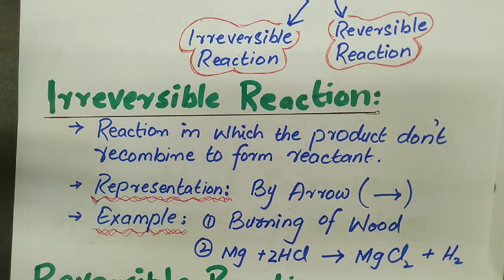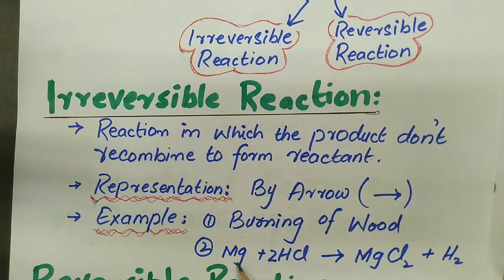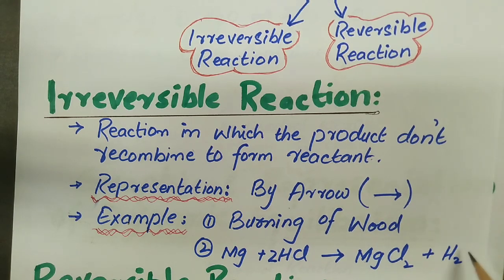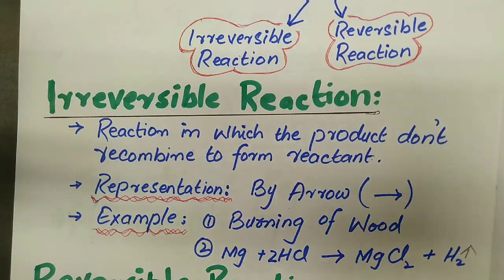The common example is burning of wood. When the wood is burnt, the wood converts into ash and gases that evaporate. Similarly, another example, a chemical example, is magnesium. When it reacts with hydrochloric acid, it produces magnesium chloride and hydrogen gas is liberated to the outer atmosphere.